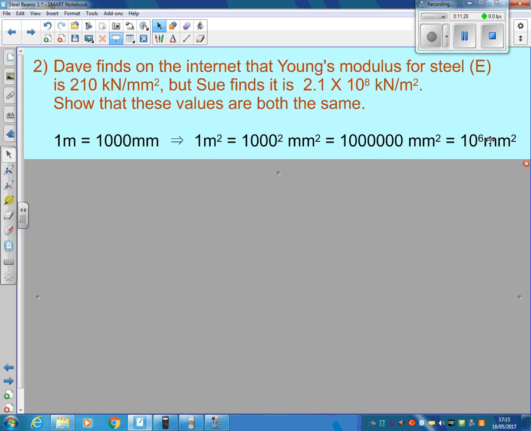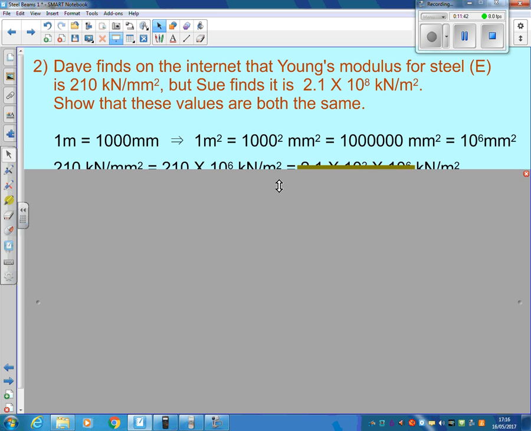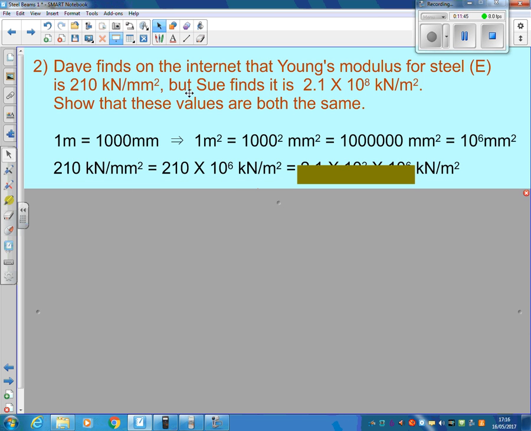And if I want to write it in standard form, that's just 10 to the power of 1, 2, 3, 4, 5, 6. 10 to the power of 6. I could put 1 times 10 to the 6 strictly in standard form, but I'll just put it as a power of 10. Right, next bit. You're told 210 kilonewtons per millimeter squared. If it's that amount of force on every square millimeter, then on every square meter it's going to be a considerably greater force. So you have to take your 210 and multiply it by that 10 to the power of 6. Then you've got it in kilonewtons per meter squared.